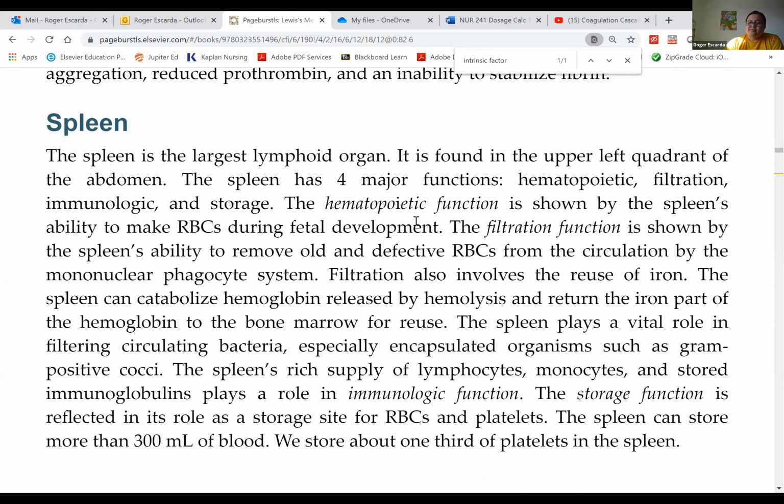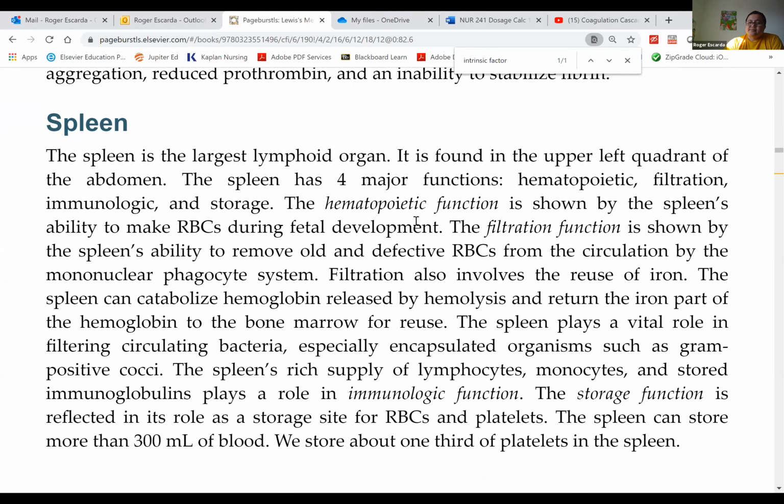However, you can't use a D-dimer to make a diagnosis. It does help support diagnosis, but you can't make a diagnosis simply based on D-dimer. There are other tests which we'll talk about shortly.